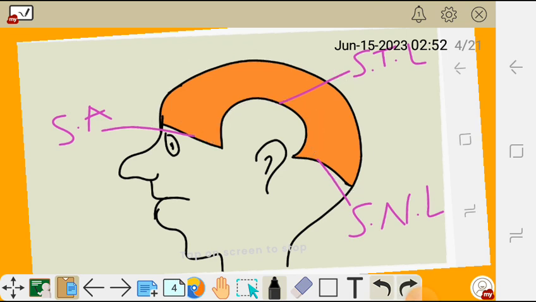It extends from the superciliary arch just above the orbit, and then from there laterally it is from the superior temporal line, and posteriorly it is from the superior nuchal line. Okay, so those are the borders of the scalp, but in other books you are going to find that it extends up to the zygomatic arch.